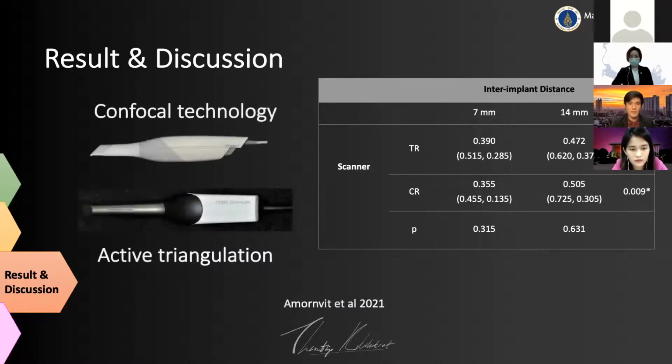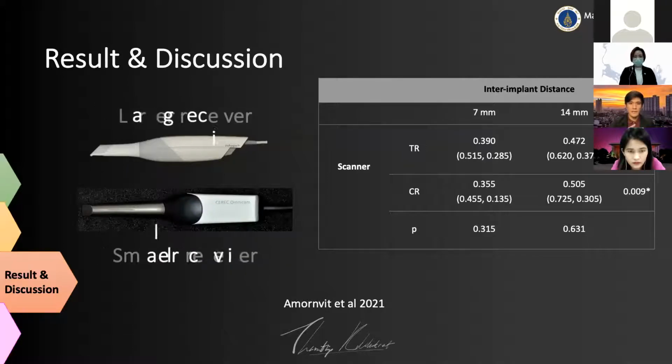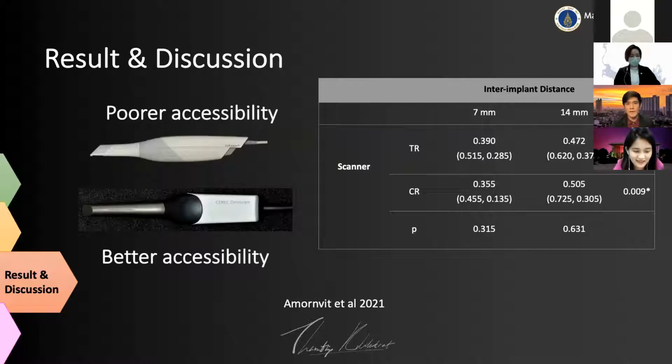So why was that? First of all, the Trios 3 uses confocal technology principle, and the CREG OmniCam uses active triangulation. The difference between these two technologies is that the confocal technology requires a larger receiver, while the CREG OmniCam, with active triangulation, requires a smaller receiver. Because of the size of the receiver, the CREG OmniCam has better accessibility, while the Trios 3 has poorer accessibility. So in the smaller area, at 7 millimeters here, the CREG OmniCam has less angular error when compared to the Trios 3.